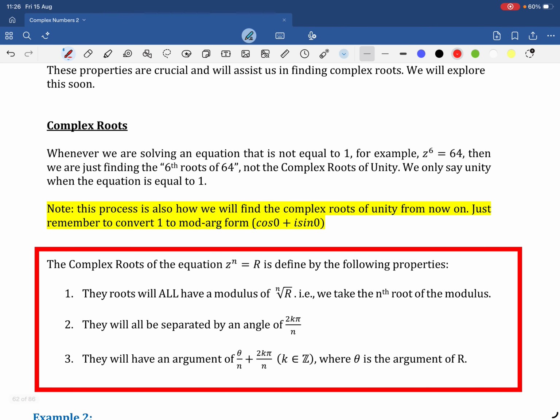Now, whenever we're solving an equation that's not equal to 1, for example, z to the 6 is 64, then we're finding the 6 roots of 64, not the complex roots of unity. We only use this saying when the equation is equal to 1.